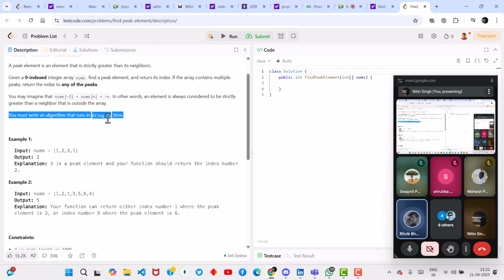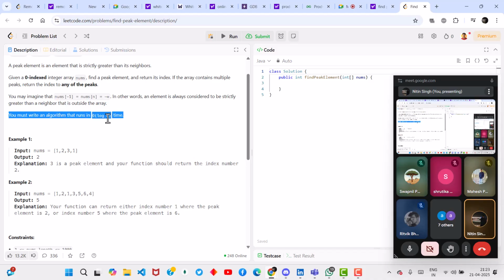Okay, so the thing is, in the first part, if you notice, it's been written as an element that is strictly greater than its neighbor. That means there is some sort of arrangement. There is some sort of sorting that will be there in between the conditions. So I got a hint of 5% that there is a sorting condition in between. Can I use binary search here? I'm not sure till now.